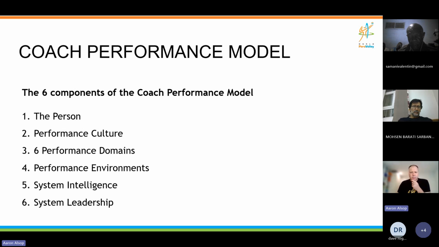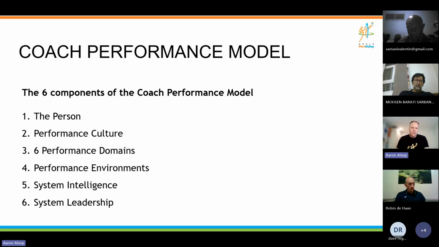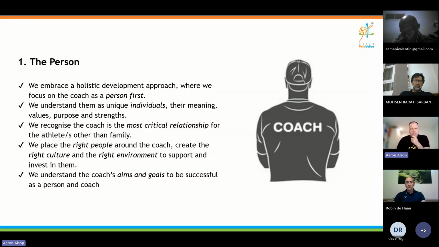So the first thing that I'm going to present on is what we call our coach performance model. So you'll be able to access this video and the slides, but basically it's broken down into these 6 different areas. So the 6 components of the coach performance model. And it's an ecological model, which means that it's layered in terms of our system. But I will present on each of those specific areas. So let me start with the first part.